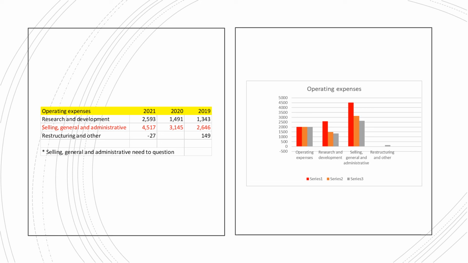Now, operating expense, we skyrocketed on operating expense too. In 2020 and 2019, it was kind of steady, but in 2021, we skyrocketed. We reported 4,517 in expenses for SG&A. So we don't want to do that.